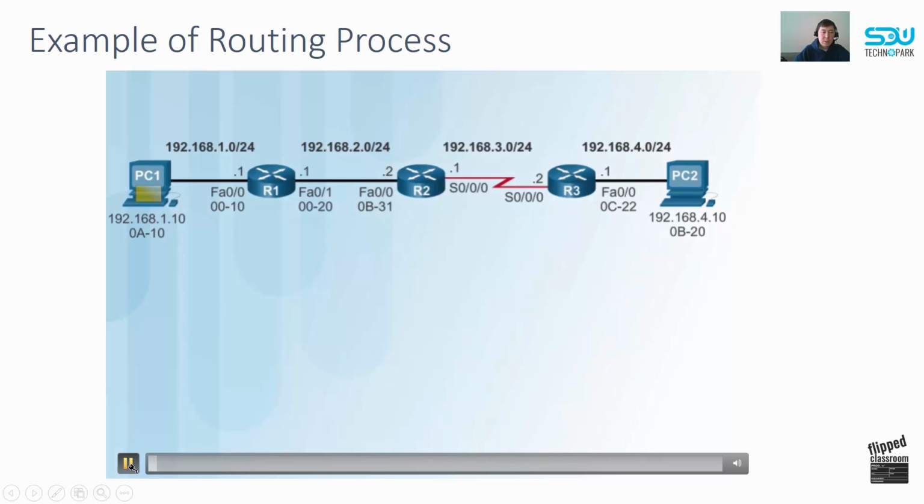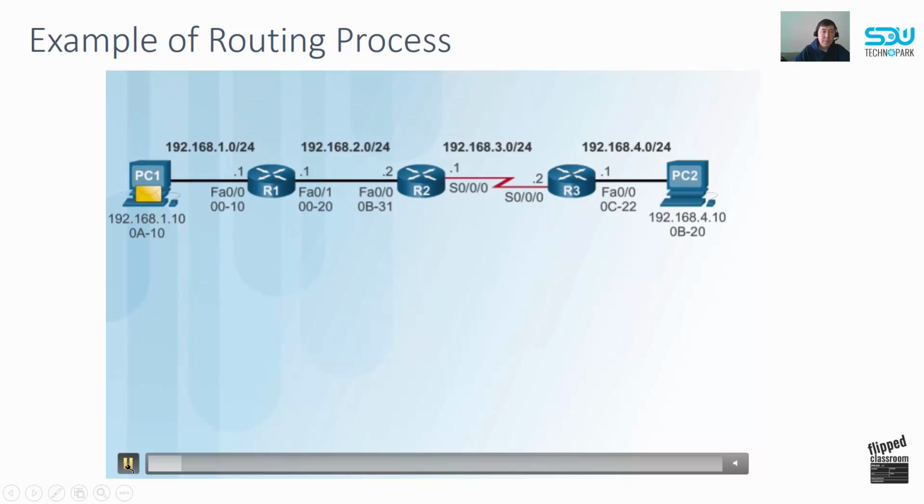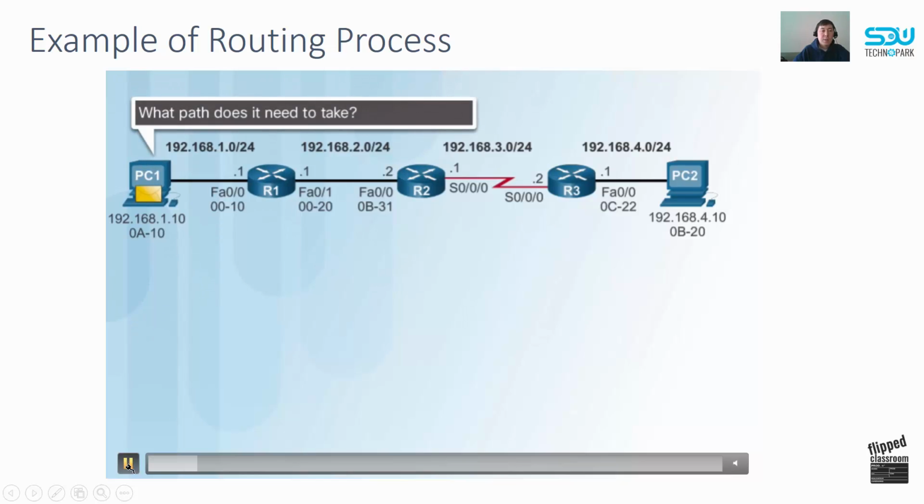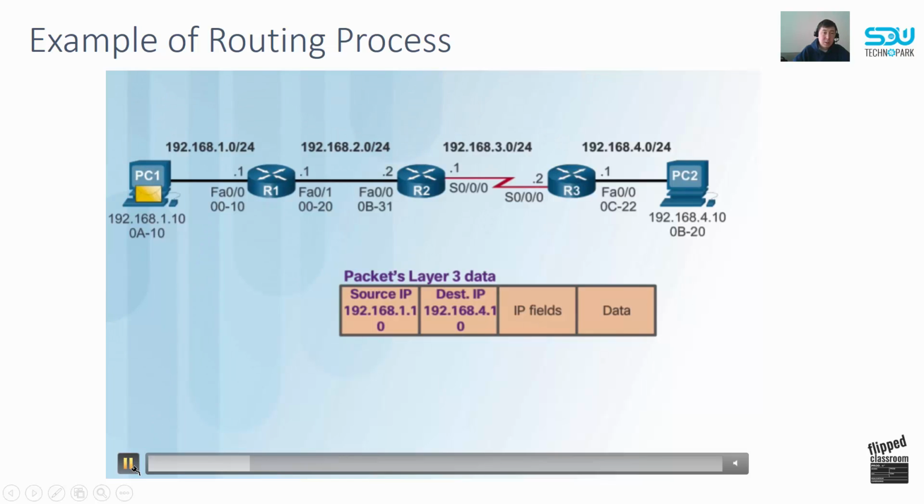In this example PC1 sends information to PC2. And this is the dialog of our PC1. PC1 thinks, okay, I have to send information from IP address 1.10 to IP address 4.10. And what will be happening next? I see PC2 is on a different network. PC1 understood that PC2 is placed on a different network. Due to that fact, PC1 has to send information to the default gateway.